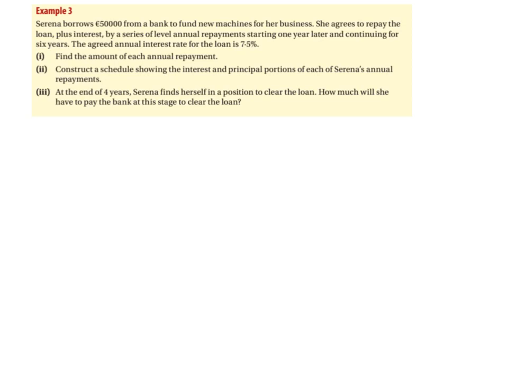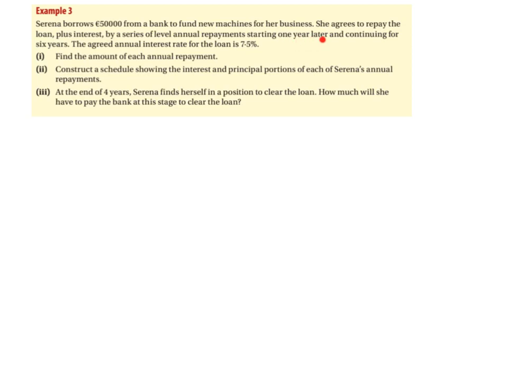Okay, the last thing that we have to look at here. It says Serena borrows 50,000 from a bank to fund new machines for a business. She agrees to repay the loan plus interest by a series of level annual repayments, so the same amount, starting 1 year later and continuing for 6 years. The agreed annual interest rate for the loan is 7.5%. Right, this is perfect. So she agrees to repay the loan plus interest by level or a series of annual repayments, which are the same, starting 1 year later. This here is music to my ears.